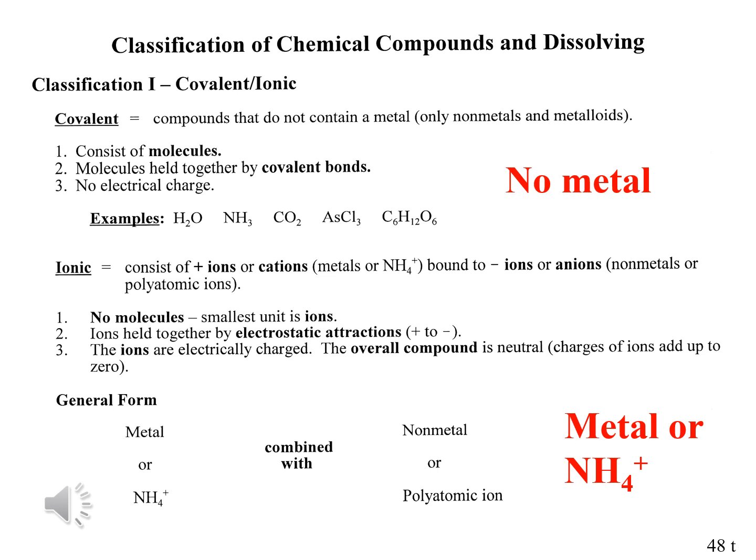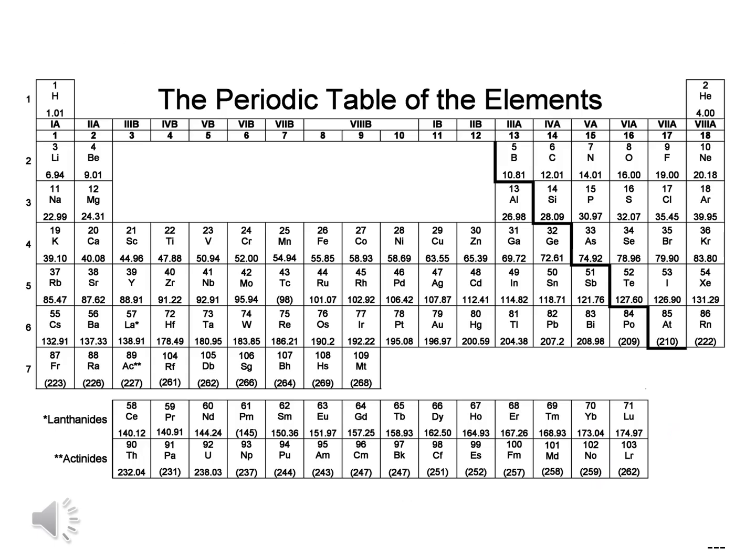Covalent compounds, many of them, not all of them, are organic. You're going to have a lot more to say about covalent compounds next semester if you take organic chemistry. Of course, the question is, where on the periodic table do you find the metals?